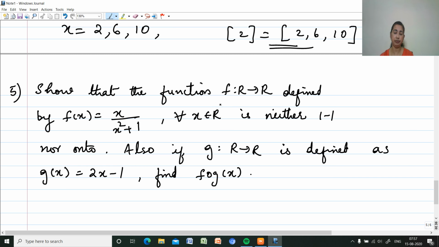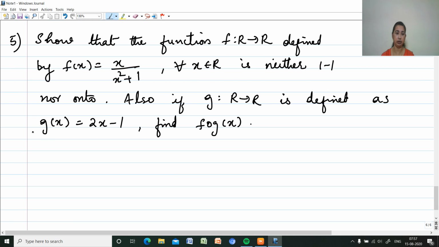So show that the function f from R to R defined by f of x equal to x by x square plus 1 is neither one-one nor onto. So in order to show that it is neither one-one nor onto, we have to start with f of x1 is equal to f of x2.